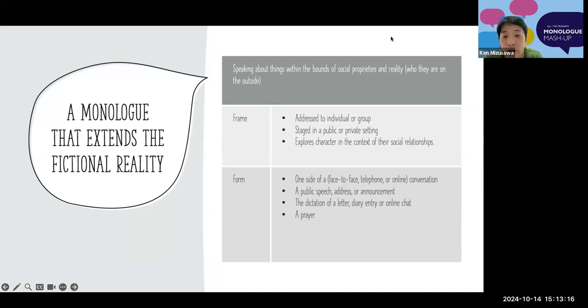It could be one side of a face-to-face, a telephone, or online conversation that you verbalize. It could be a public speech. It could be a public address. It could be some kind of announcement. Okay? Other options, the dictation of a letter, perhaps, a diary entry, or even an online chat. It could be written in the form of a prayer, if that works for you as well. Okay, these are not meant to be exhaustive in regards to form, but these are some obvious options to get you thinking.